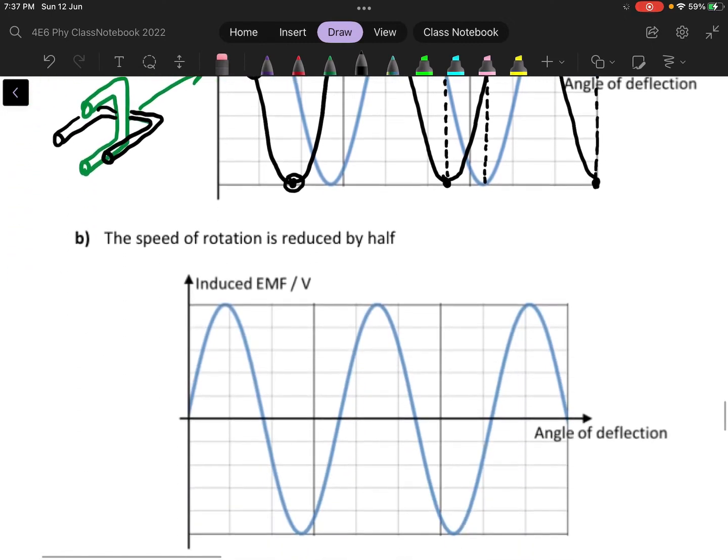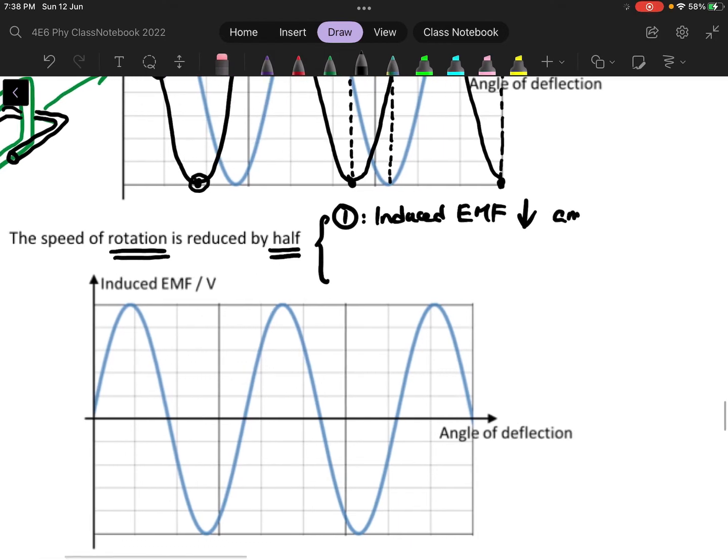Okay, the next question. Now I have another condition. The speed of rotation is reduced by half. When the speed of rotation is reduced by half, the first thing that should come to your mind is that I now have less work done on the coil, right? And therefore the amplitude of my output EMF should be half. So the first effect I can think of is that my induced EMF is going to drop in terms of the amplitude, right?